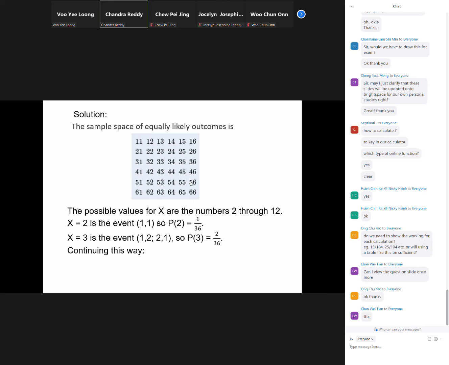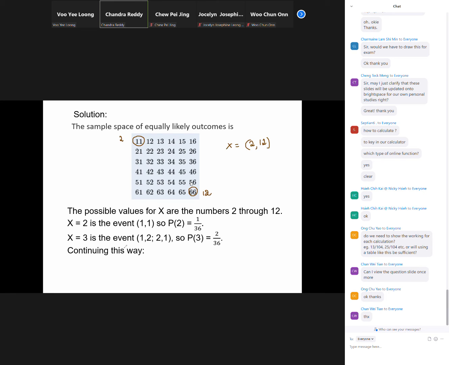The first part is you're asked to construct a probability distribution. Probability distribution means you need to know the minimum value, which you can see here is 1 and 1, that is 2. The maximum value you can get is 6 plus 6, that is 12. So when you throw two dice, the minimum you may get is 2, and the maximum is 12. So your X will vary from 2 to 12.